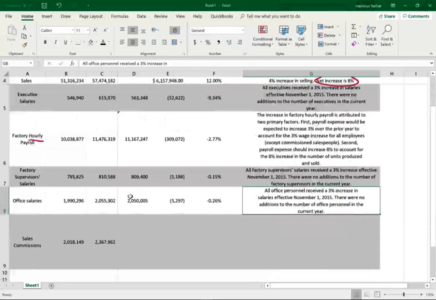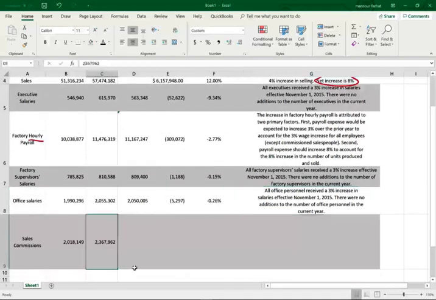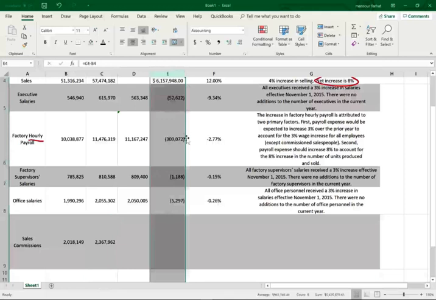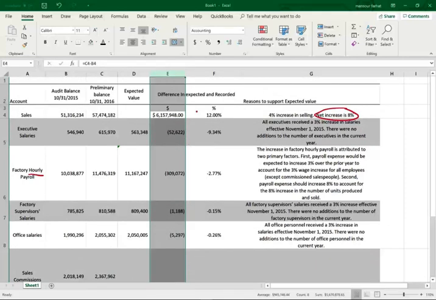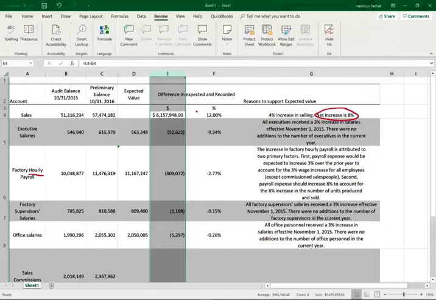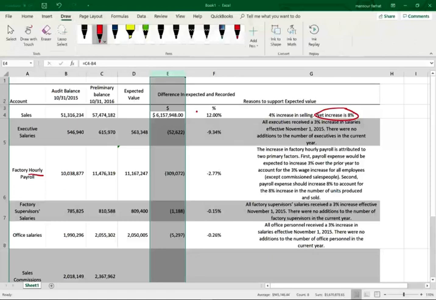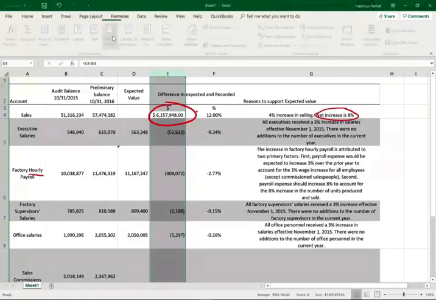Now we have to look at sales commission. Well, sales commission, we have to determine the expected value for the sales commission. They told us they got $2,367,962. Now what should I expect that number to be? Well, for one thing, sales went up. Sales went up by 6,157,000. That's how much sales went up by.